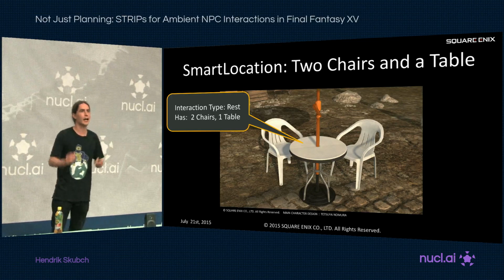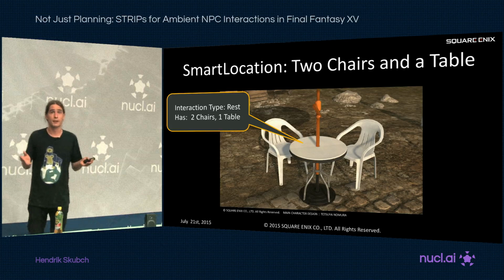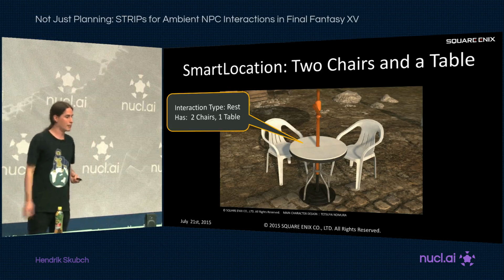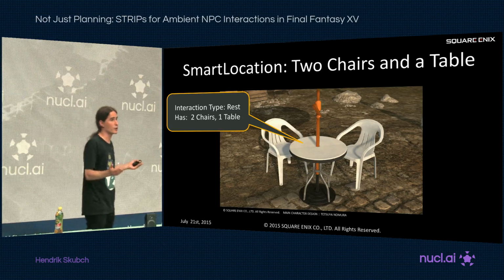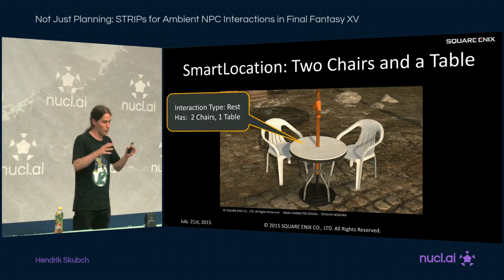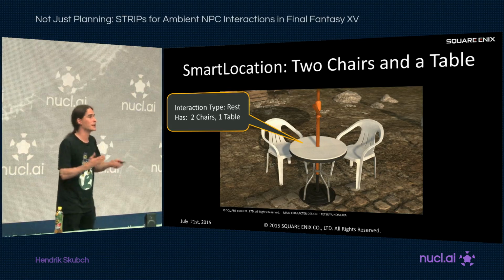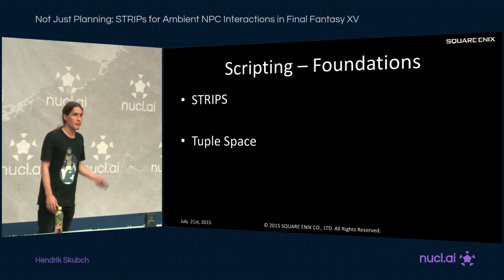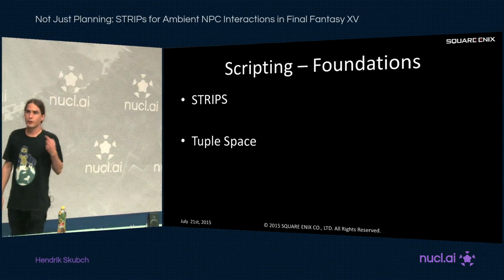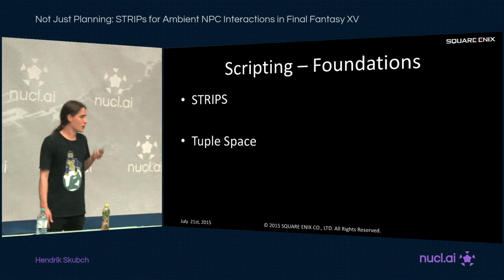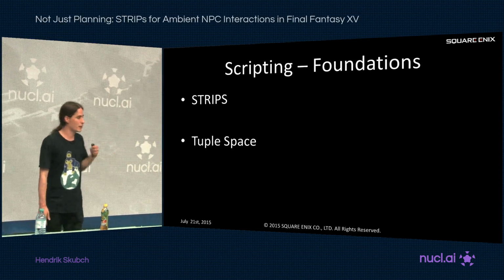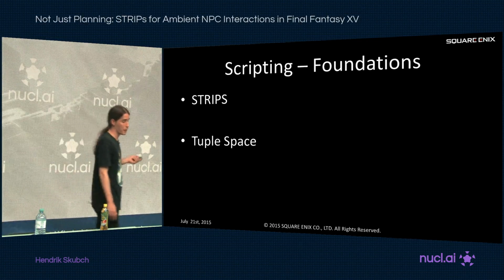So that scene now looks much cleaner. We just have one smart location that has one interaction type, knows about 2 chairs and a table. So it's much clearer what this scene is actually meant to be. When we come to scripting, there are 2 foundations I want to quickly talk about. One is STRIPS, and one is tuple spaces.